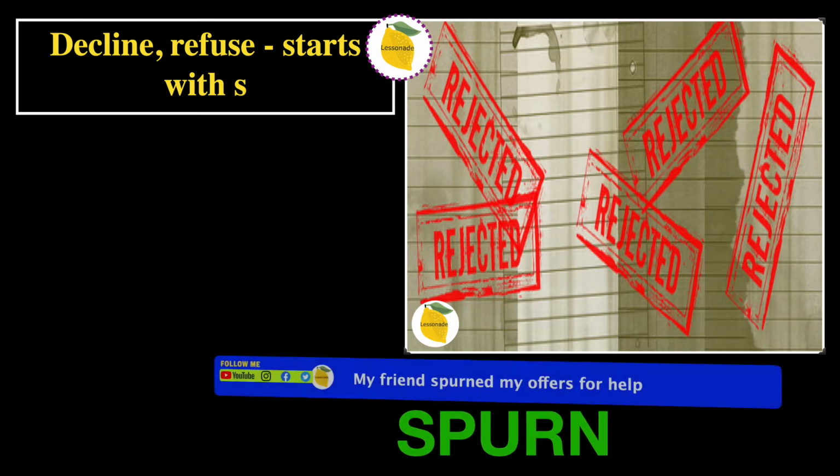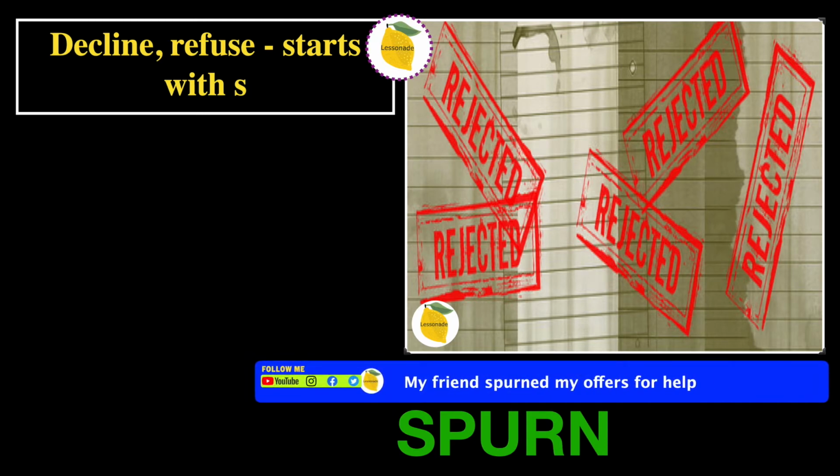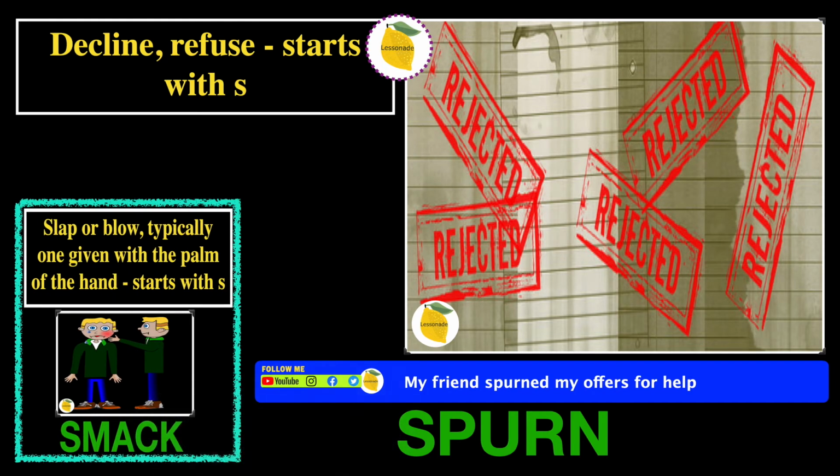The next definition is decline, refuse, starts with S. In this picture, we can see a wall covered with rejected. So this means the word is going to be spurn. The sentence is, my friend spurned my offers for help. Before we go into the next one, let's recall the previous slide. And the previous slide is smack. Let's go into the next one.